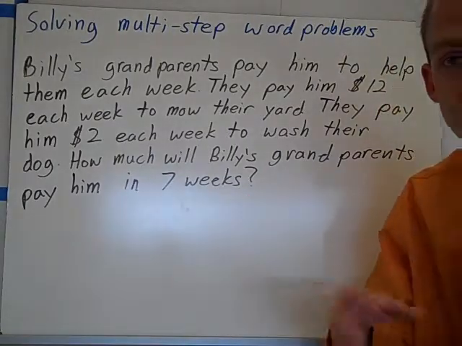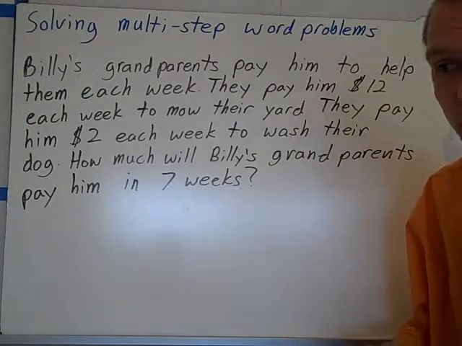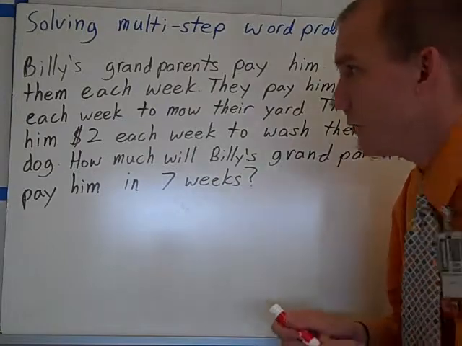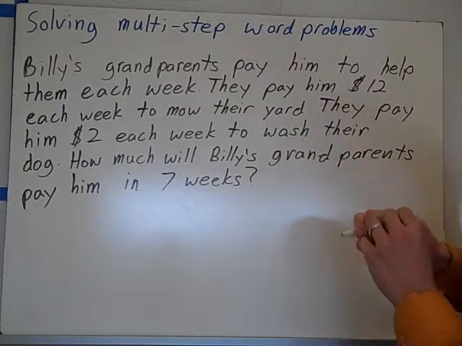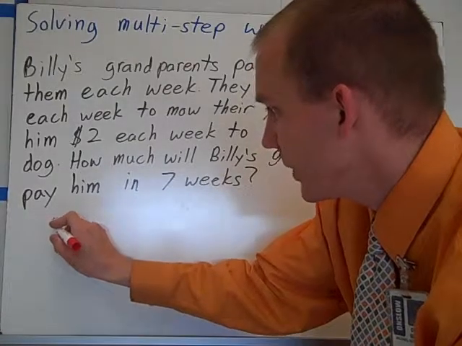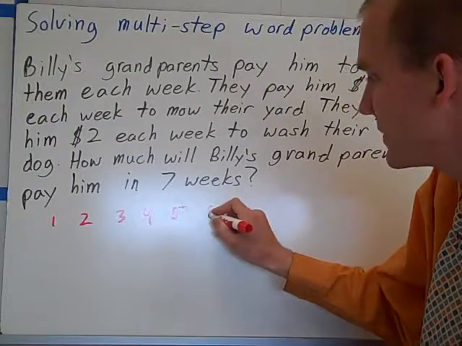So now we look at over the course of 7 weeks. What we want to do is really set up like a sketch or an expression. Now the expression is kind of the next step. First thing I would do is kind of think about this. You have $12 each week. So you might say like week 1, 2, 3, 4, 5, 6, 7.